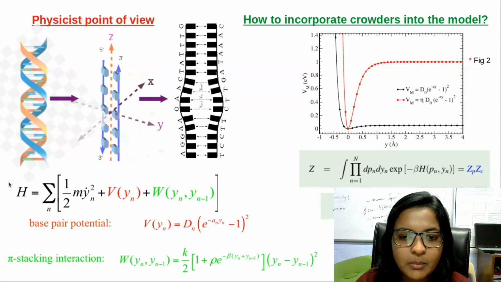The total energy is given by the Hamiltonian, and it is the addition of the kinetic energy and potential energy. The first term is for kinetic and the second is the potential. V(yn) represents the Morse potential, which is the interaction between the two bases in a pair connected through the hydrogen bond. In addition to this, the stacking term represents the nearest neighbor interaction on the same strand. This complete Hamiltonian was given by Peyrard, Bishop and Dauxois and is known as the PBD model.